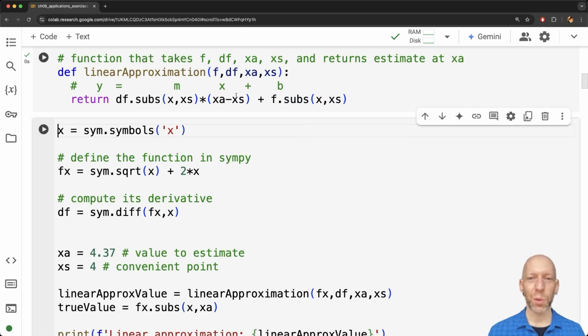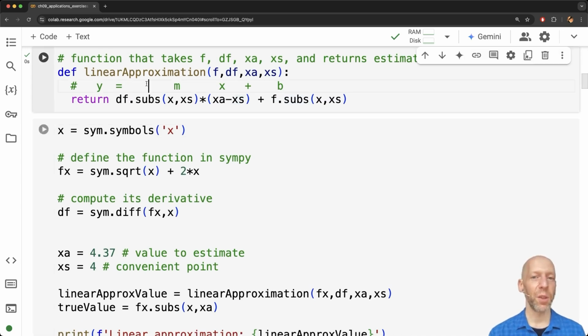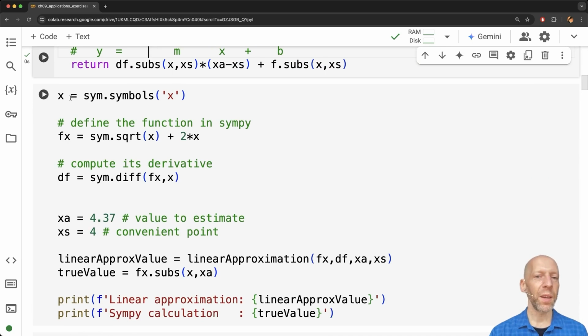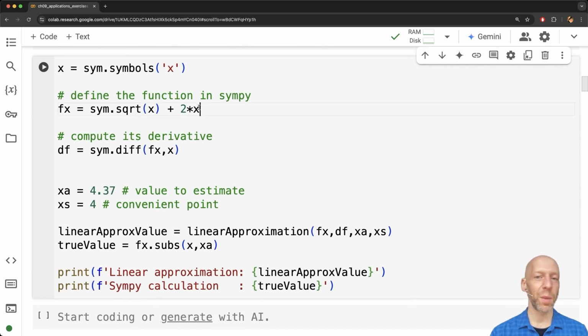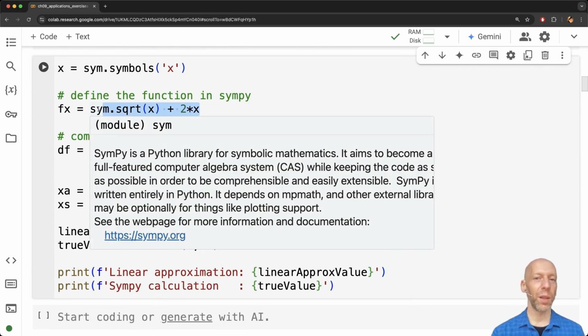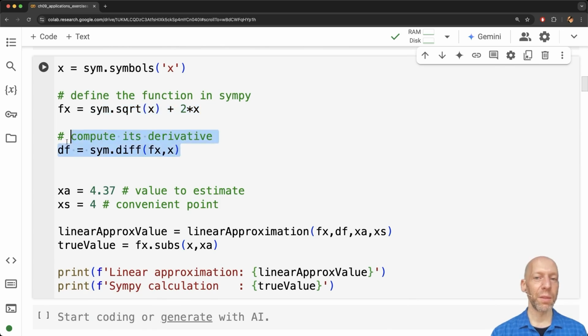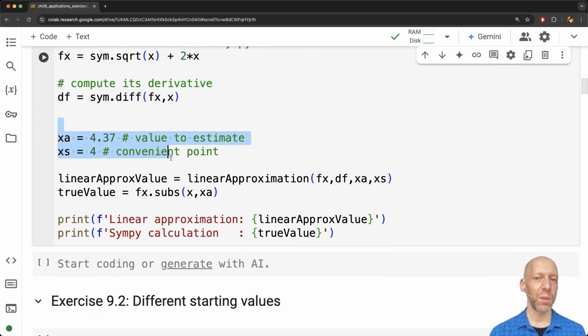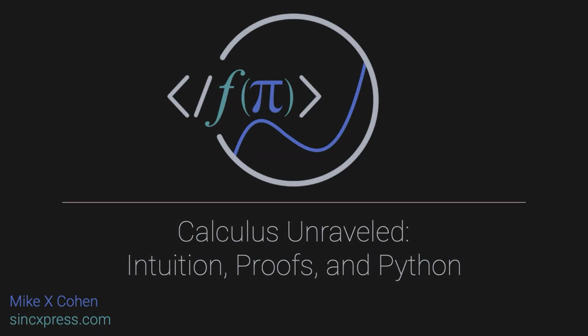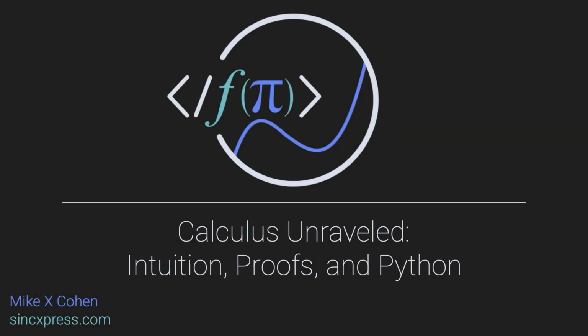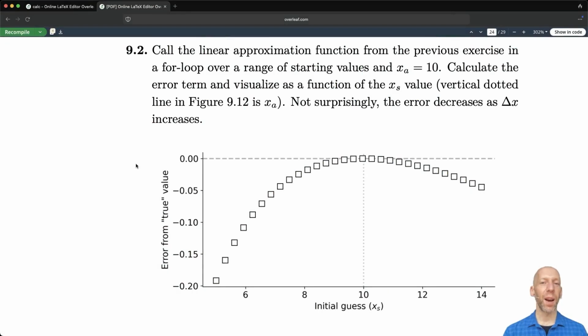Of course, it doesn't produce any outputs. I'm just defining the function in this code cell. And here I am actually implementing the evaluation. So create a symbolic variable x. I define it to be the function square root of x plus 2x, compute its derivative, and then here I'm defining these two values, running the function, and printing out the results. Very nice.